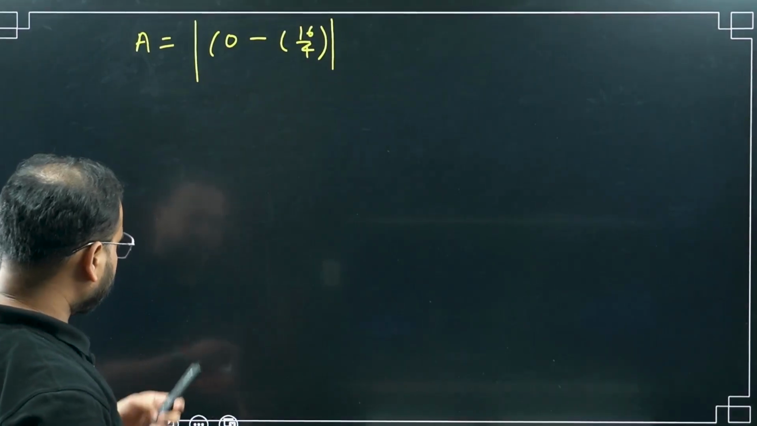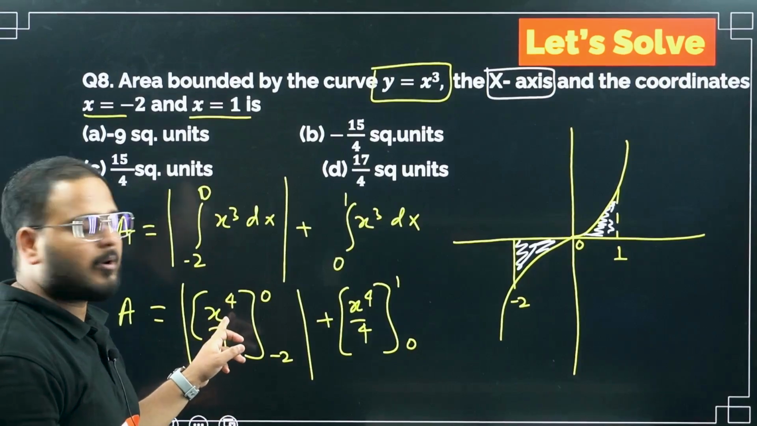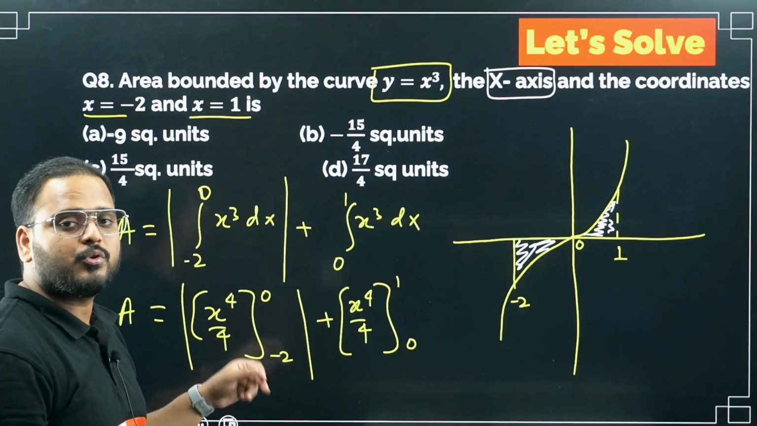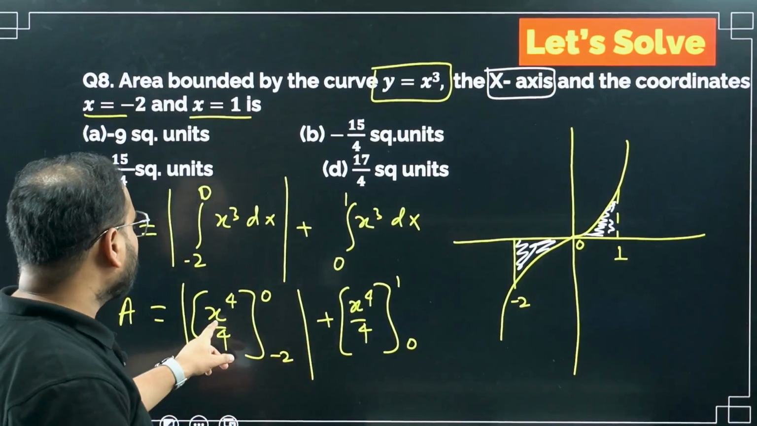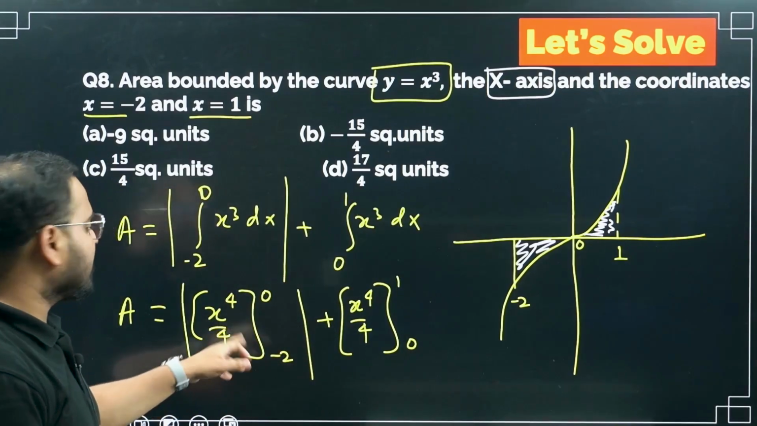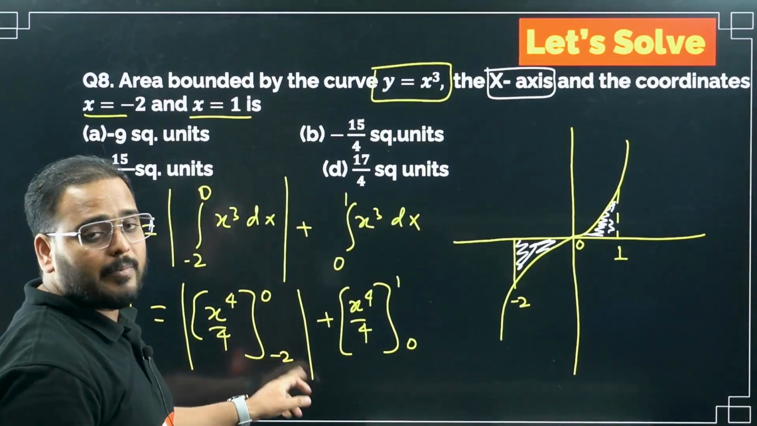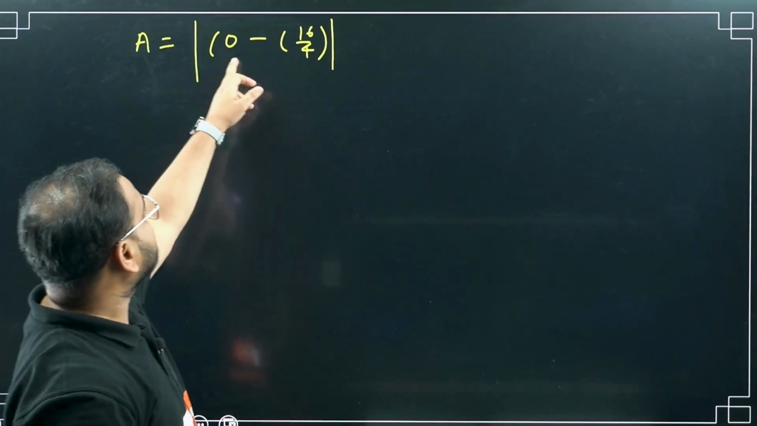Please have a look. Minus 2 power 4 will become what? Minus 2 into minus 2 into minus 2 into minus 2. So 4 times negative sign will come, so positive sign. 2 power 4 is 16. 4 is a constant, but the formula is what? Upper limit minus lower limit.